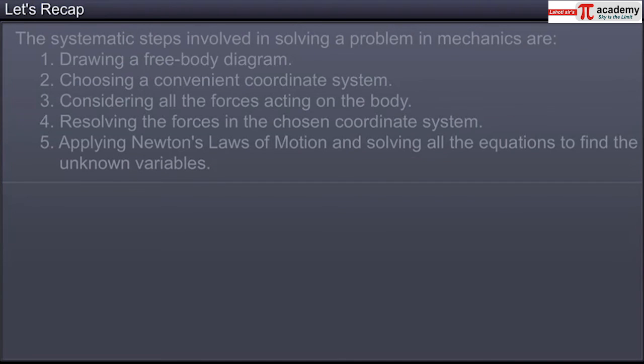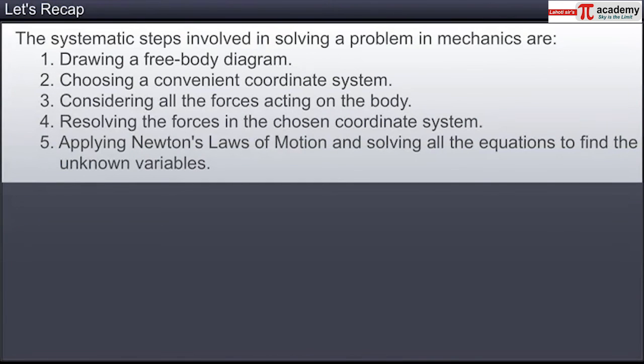You have now reached the end of this module. In this module, you learned that the systematic steps involved in solving a problem in mechanics are drawing a free body diagram, choosing a convenient coordinate system, considering all the forces acting on the body, resolving the forces in the chosen coordinate system, applying Newton's laws of motion, and solving all the equations to find the unknown variables.